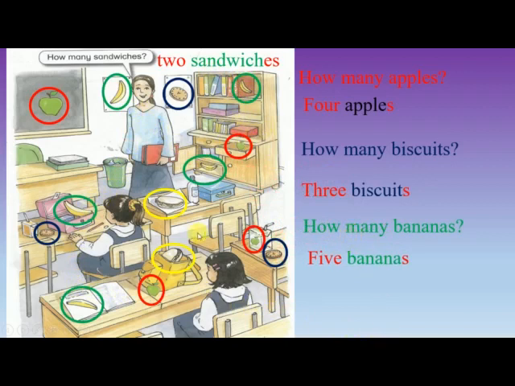Very good, student. Please write down the answers in your books. And please, you have to circle the food items. Okay? And you can do exercise 5 in your activity books.